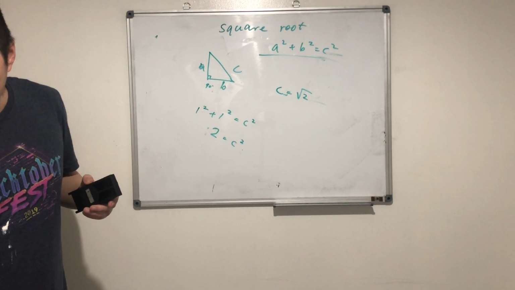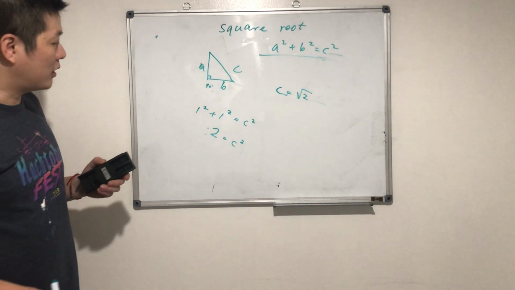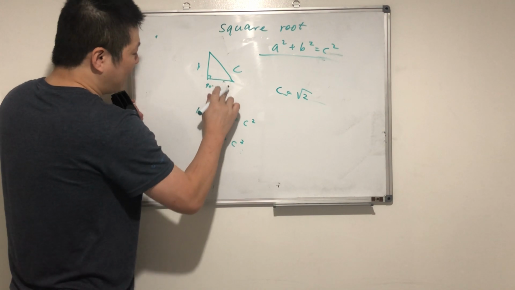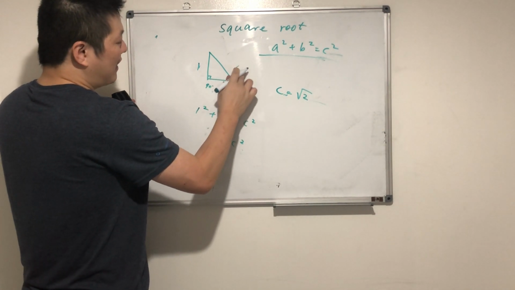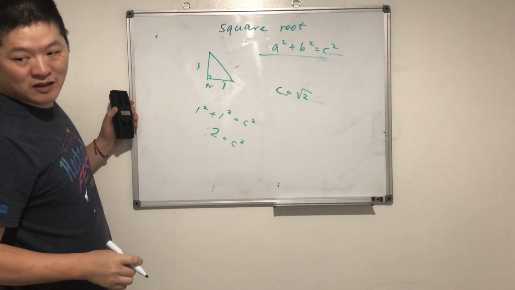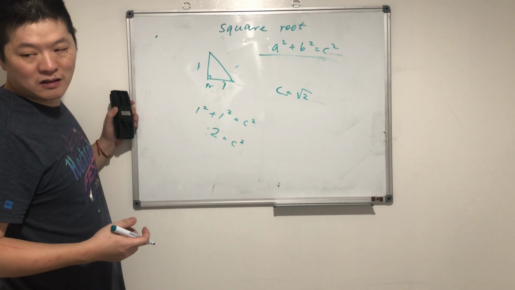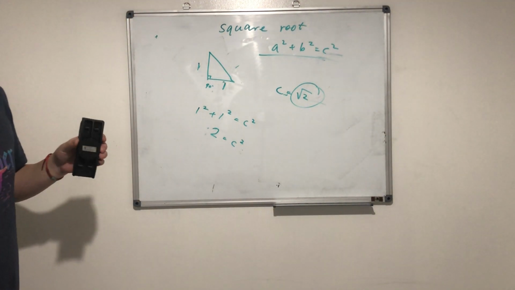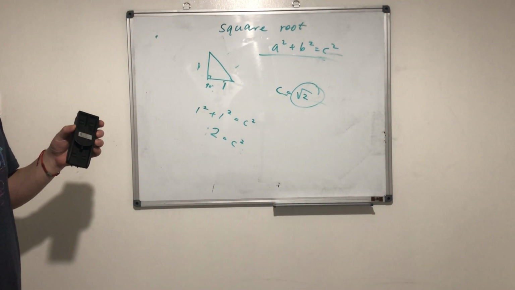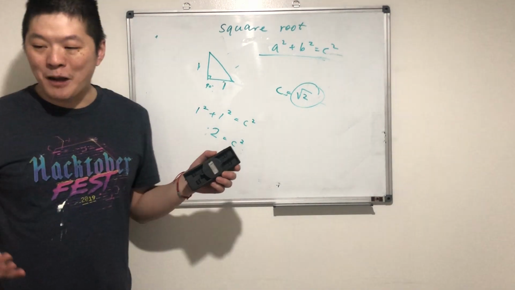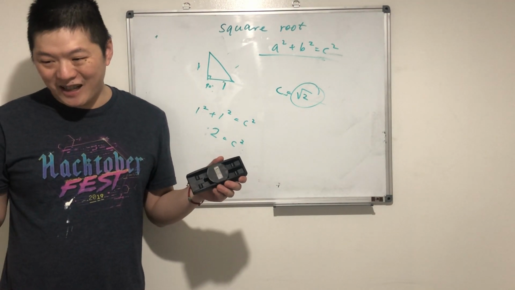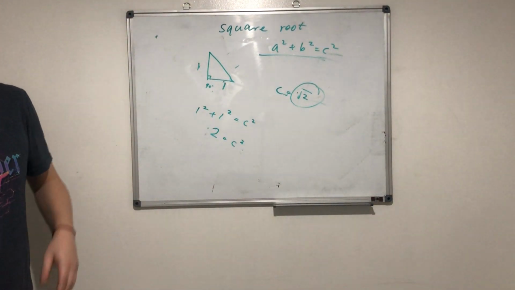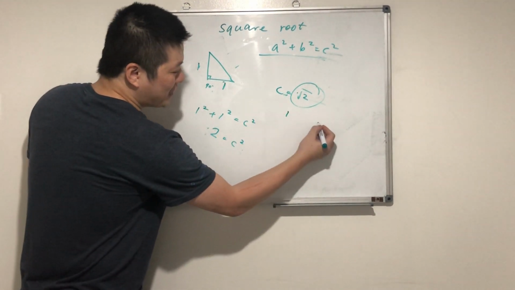Why aren't there letters now? What do you mean? Because if I tell you that this is 1 and this is 1, and then what's this side? It's going to be the square root of 2. What's the square root of 2? It's a number between 1 and 2, right? And then how about we calculate this value? It must be between 1 and 2, right?